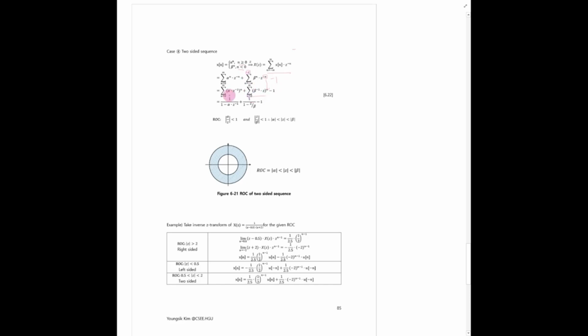And then by the summation of a power series, it's given like this way. To be converging, this part should be less than 1 and this also should be less than 1. That's why the region of convergence looks like a donut shape. So we talk about the Z transform for each case: the finite duration, the right-sided case, the left-sided case, and the two-sided case. We talk about that one.